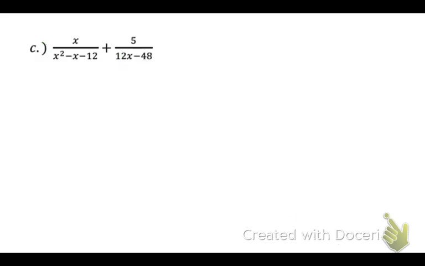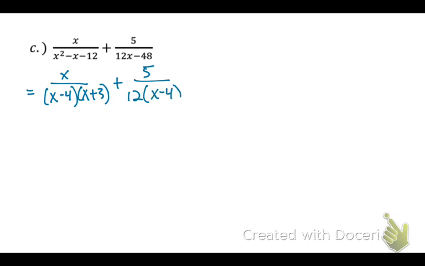All right, let's do one more for good measure. So first, let's start by factoring both of those denominators. We can factor the first one as x minus 4 times x plus 3. The second expression, notice you can factor a 12 out. Now let's build our common denominator. So I'm looking at both denominators, and I need one of each factor, but I don't have to repeat any of them. So I need 12, I need an x minus 4, and I need an x plus 3.